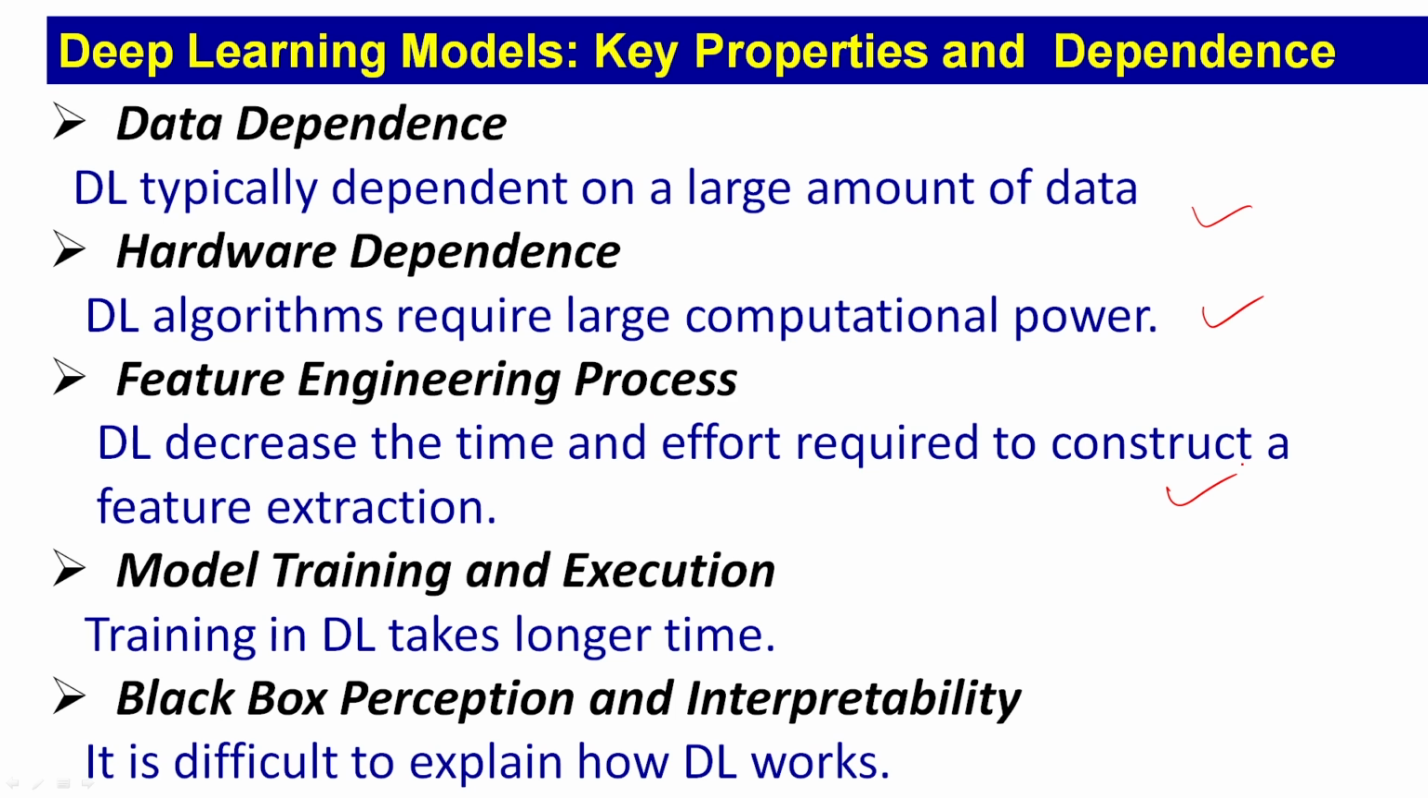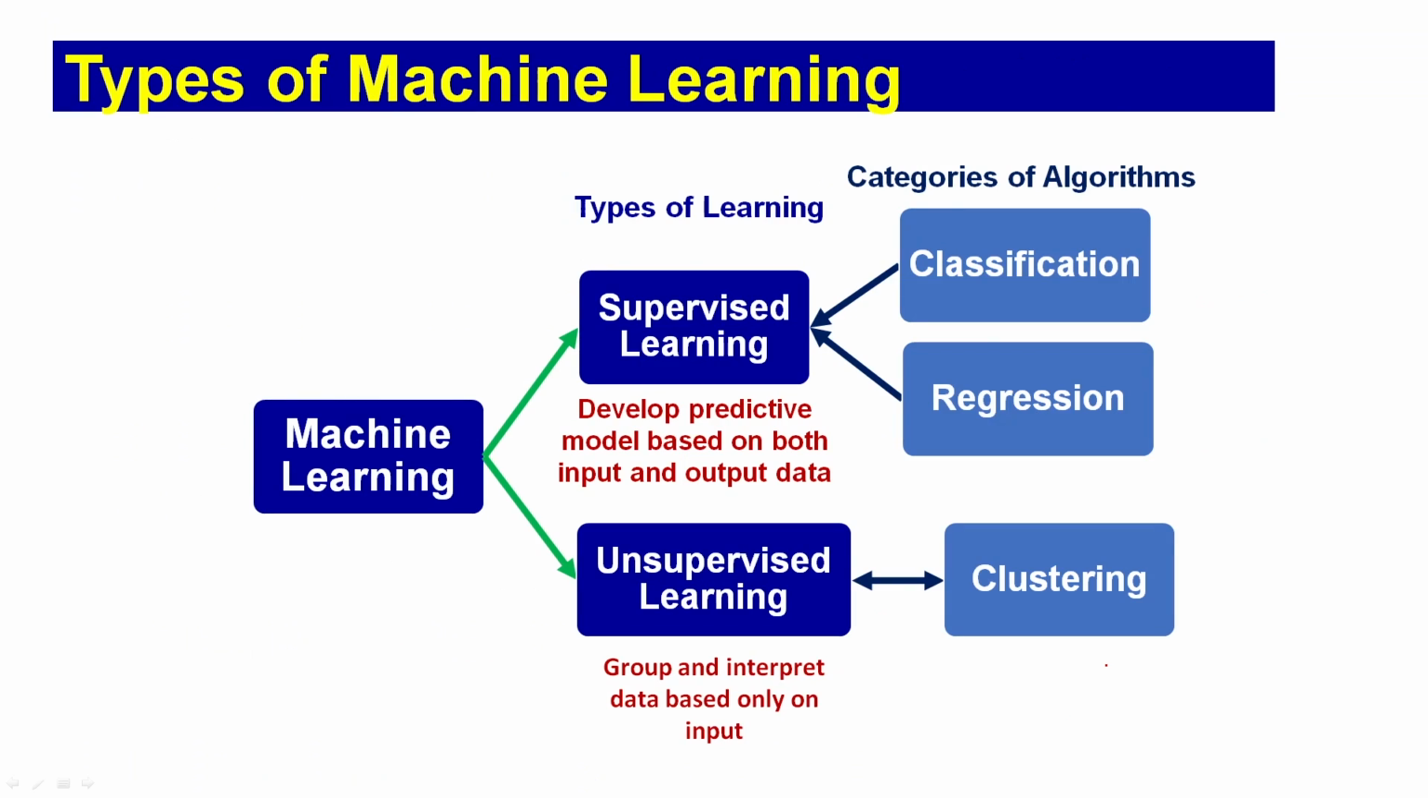Then training and execution. Training in DL takes a lot more time than machine learning, and it is a black box. I already told you, nobody knows how it exactly works. It is very difficult to explain how DL actually works, but it provides you very good predictions. That is the important aspect of DL.